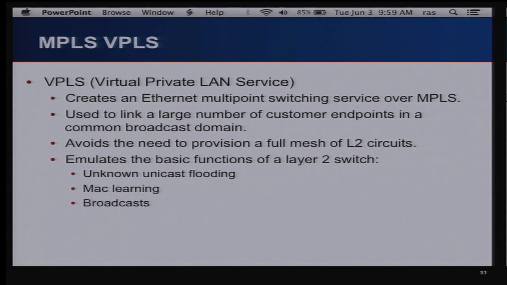If you've got a 50-site network and you wanted to create a full mesh, that might take a really long time, or be really complicated to set up, and so it simplifies things. It also comes with all the downsides of running a big layer 2 network: broadcast storms, overhead. So there's, again, advantages and disadvantages to every way.